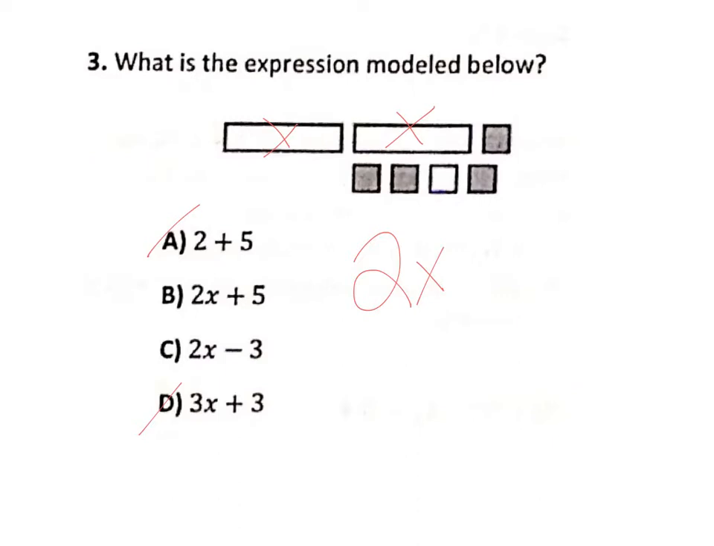Then we have 1, 2, 3, 4 negatives, and we have 1 positive. So that makes 3 negatives altogether. So the correct answer choice is letter C, because 4 of them are negative and 1 of them are positive, so that's not 5 numbers, that is 3 negatives altogether. So number 3 is C.